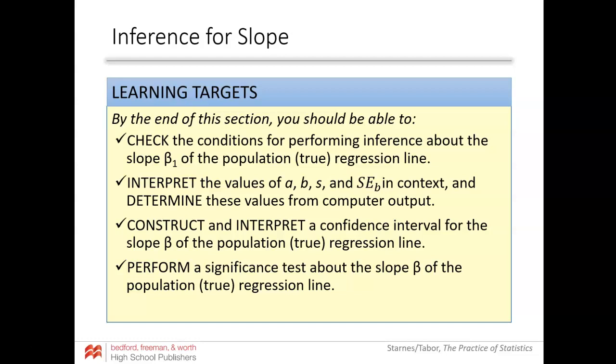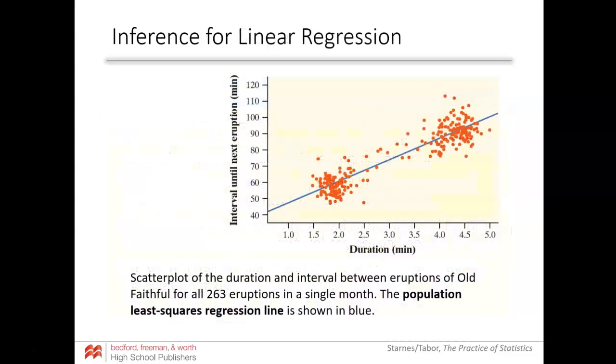And then we're going to interpret the values for a and b and s, and then the standard error for our sampling distribution for slope, in context, of course, and determine how we can find all those values from computer output. That's the big thing today: it's not so much the calculation of everything, but it's the interpretation and also being able to create something from a computer output. That's the big focus. So we're going to do confidence intervals and also significance testing to figure out the parameter values for the beta slope, which would be the true population regression line slope, which of course we rarely know.